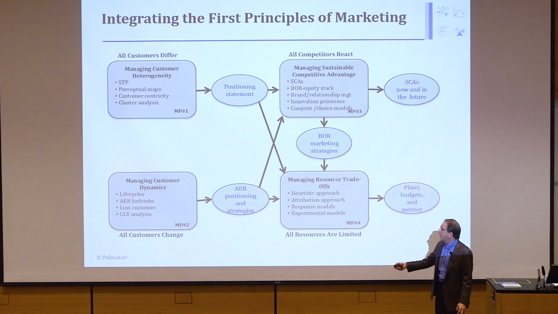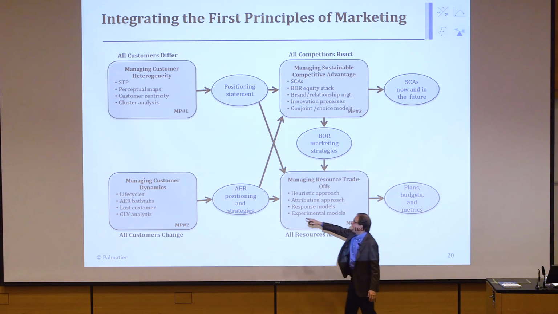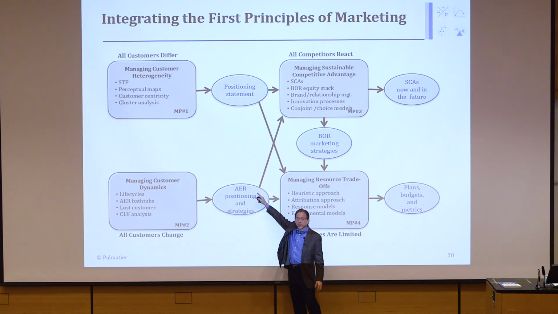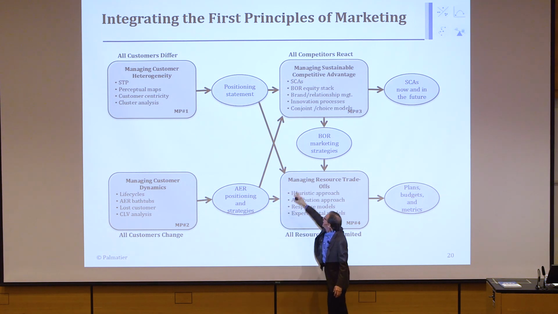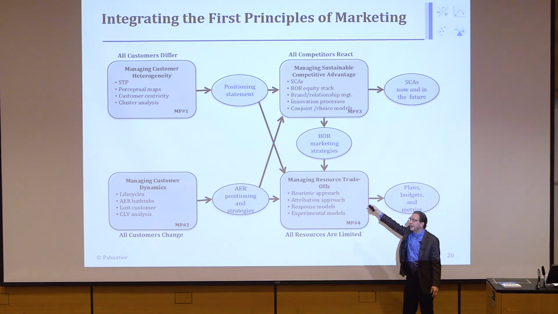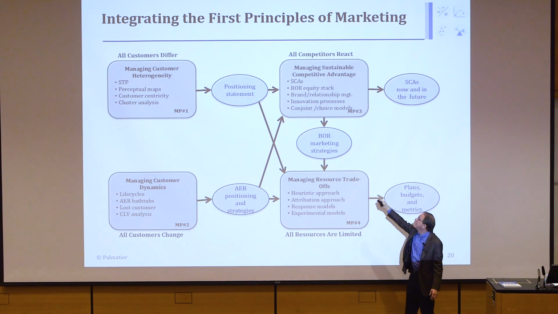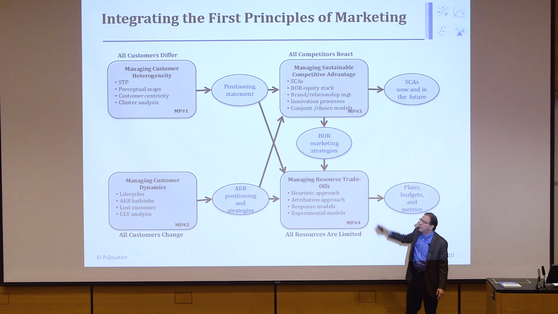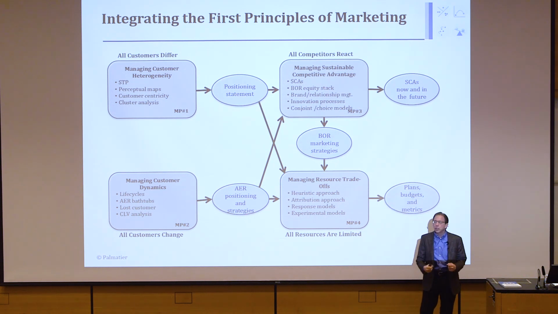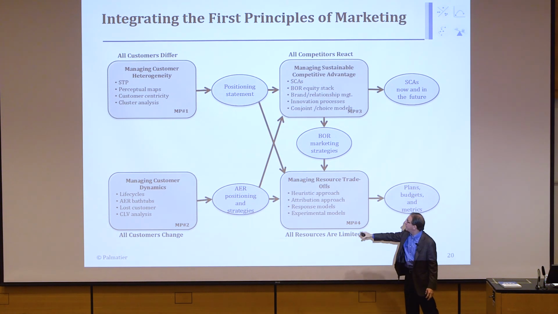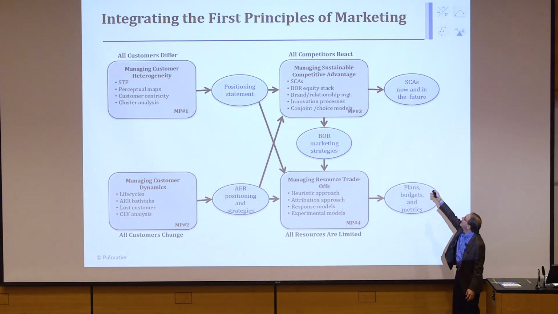Market principle two on customer dynamics gives you positioning and strategy statements around acquisition, expansion, and retention. This one's for the whole market. This one's for your existing customers only. They also feed into how you're going to build sustainable competitive advantage and how you make resource trade-offs. Out of your sustainable competitive advantage, or how all competitors react box, you come out with your BOR strategies. How are you going to use brands, offerings, and relationships to build barriers around your business? All three principles feed into managing resource trade-offs. What comes out of this? Your plans, and that's your SCA. So you can see there is a natural sequence to these.